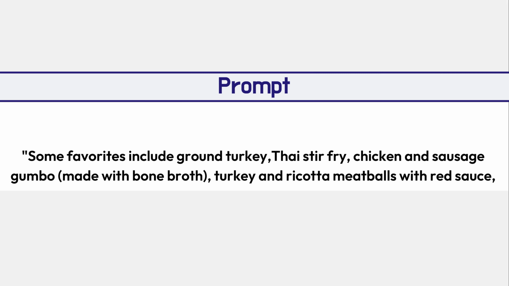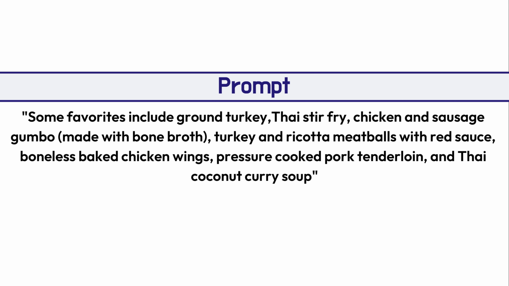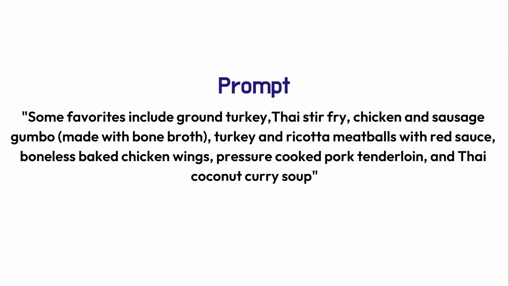Next up is what I call the favorites blueprint section. Some favorites include ground turkey Thai stir fry, chicken and sausage gumbo made with bone broth, turkey and ricotta meatballs with red sauce, boneless baked chicken wings, pressure cooked pork tenderloin, and Thai coconut curry soup. So this is the secret sauce. Pun intended. It's basically giving the AI your food diary, things you like, things you want it to start looking at when it's generating ideas.